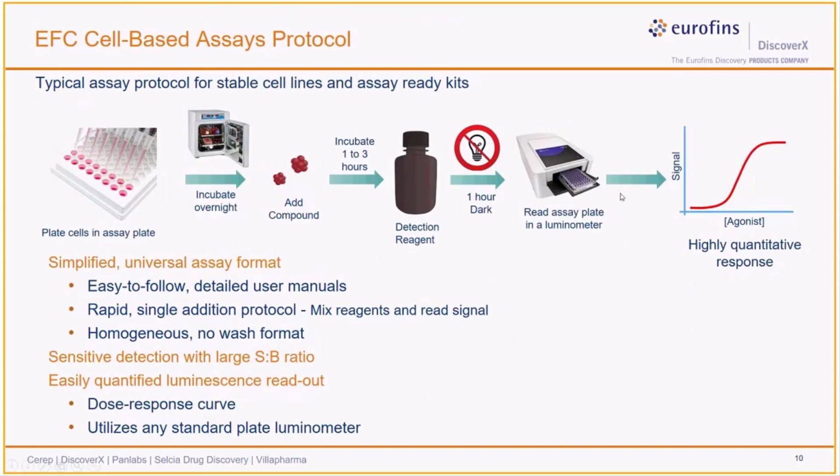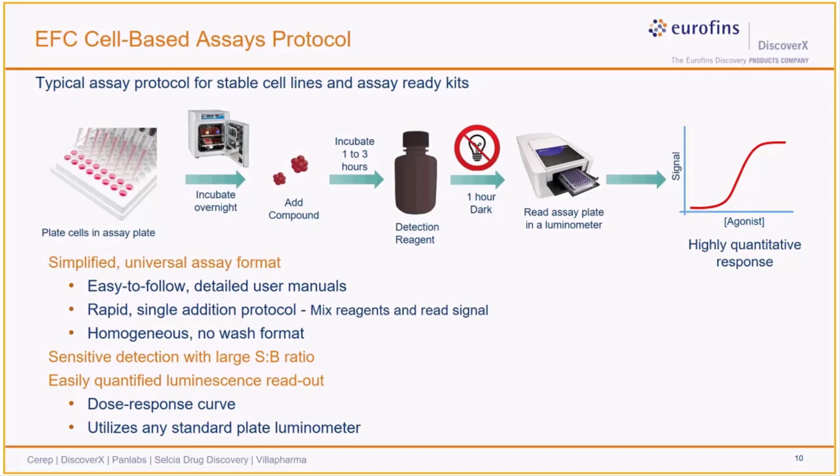Here's just an example of the protocol where you plate the cells inside of your plate and then incubate overnight. You add your compound, incubate for a few hours, and this depends on the target and obviously the ligand that you're working with. And then you add your detection reagent, which has the substrate, incubate in the dark, and read the assay plate in a standard luminometer. And then finally do your analysis. Here's your dose response curve, looking at efficacy and potency, etc. of your compounds.